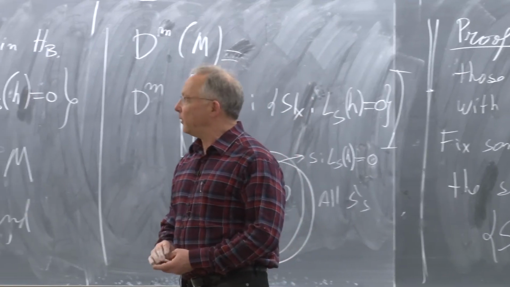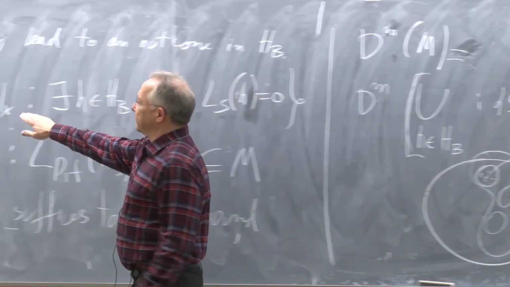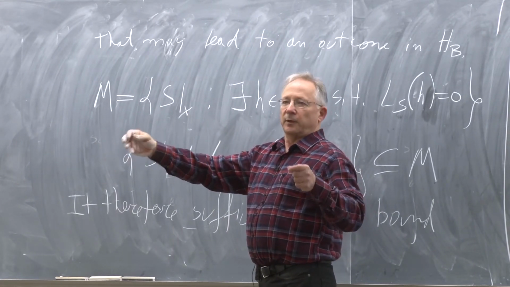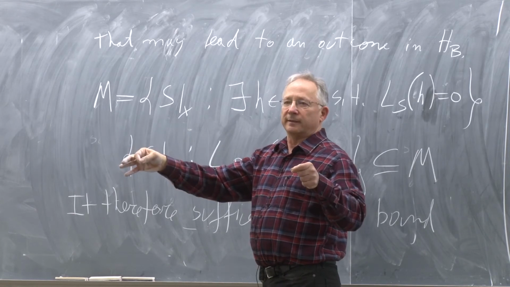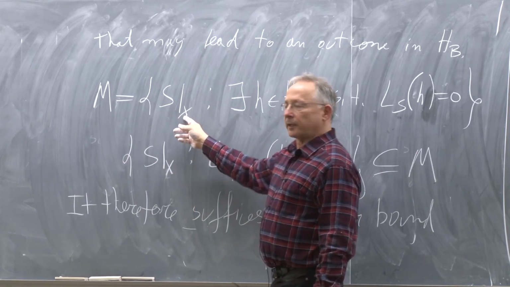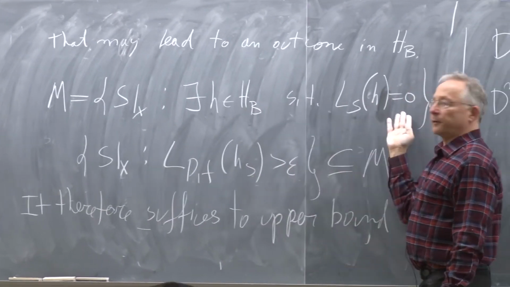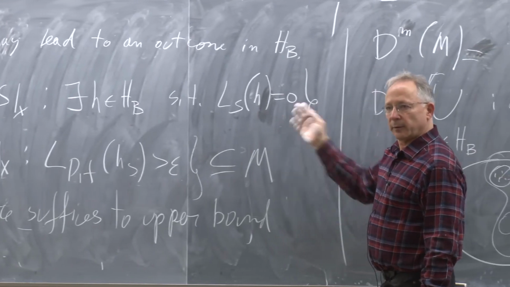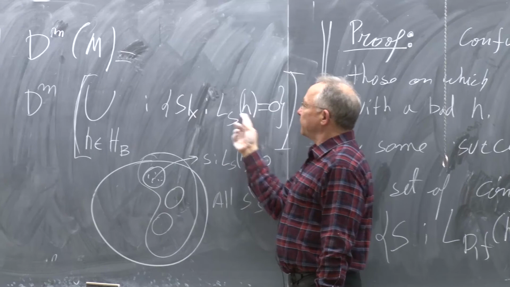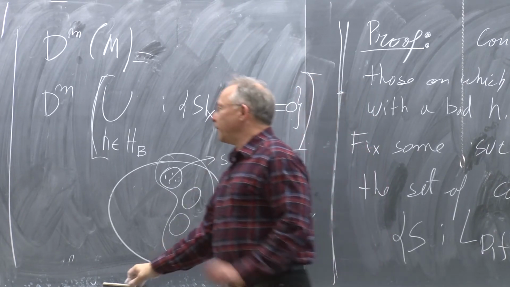M is a set of M tuples of Xi's. M is a set of samples. A sample is of size M. So it's a set of M tuples. It's all the M tuples such that if you saw this M tuple, there exists a bad H that looks perfect. And I say it's the union over all bad H's of the set of samples that make this bad H look perfect. Now we are almost done.